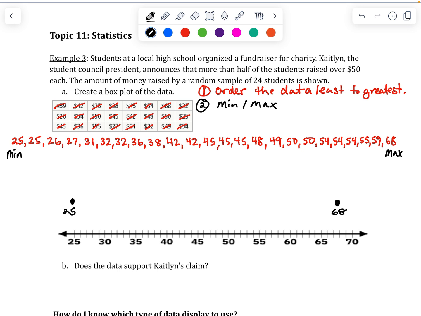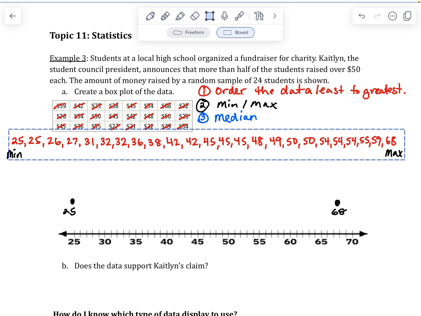Now the next thing we need to find is the median. We got to find the median. And the median is the middle number.